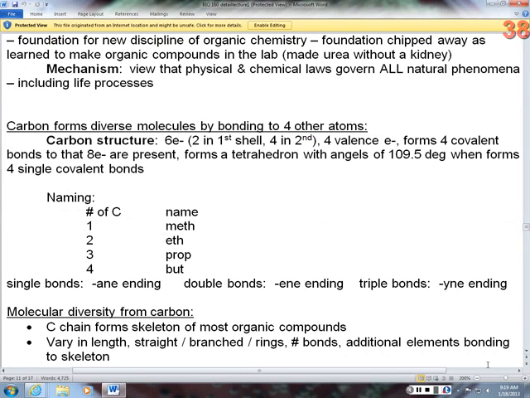So because carbon has those 4 bonds that it will form, those 4 valence electrons, it's going to form diverse molecules that will go into those 4 slots. So carbon structure, it's got a total of 6 electrons. You put 2 in that first shell and 4 in the second shell. So because that second shell has 4 in there, it leaves 4 empty spots. It's got the 4 valence electrons and can form 4 covalent bonds so that it has access to 8 electrons.